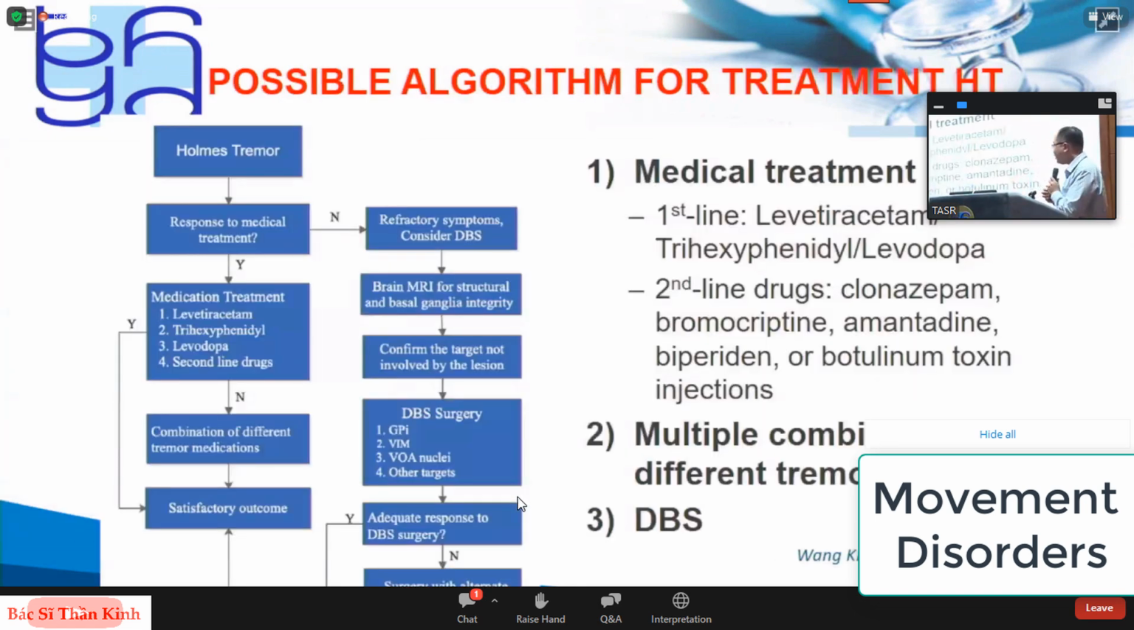Okay, thank you. And nowadays, because Holmes tremor causes significant disability for the patient, a group of authors suggested a possible algorithm for treatment. We can use first-line therapy like levetiracetam, trihexyphenidyl, or levodopa for treatment of Holmes tremor, or second-line with clonazepam or botulinum toxin injections, or a combination of these medications. In case of refractory Holmes tremor, some authors suggest DBS, especially in the GPi and VIM, to control the symptoms of Holmes tremor.